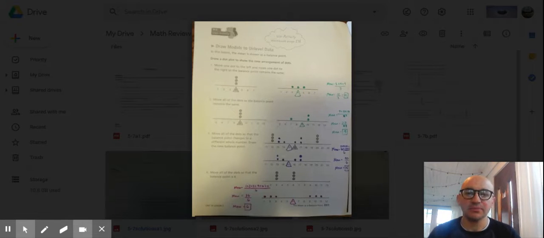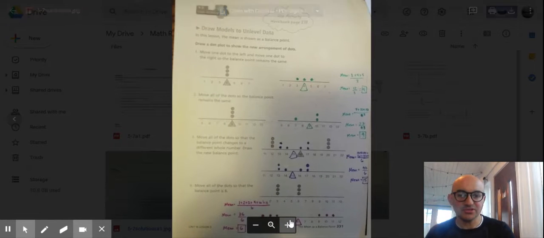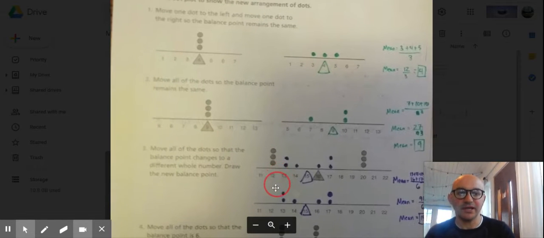Today on this video, I'm going to be working with you on this page that you see on the screen. It says draw models to unlevel data. And so we'll work through it together here. Let me just zoom in. We'll start at the top and work our way down.